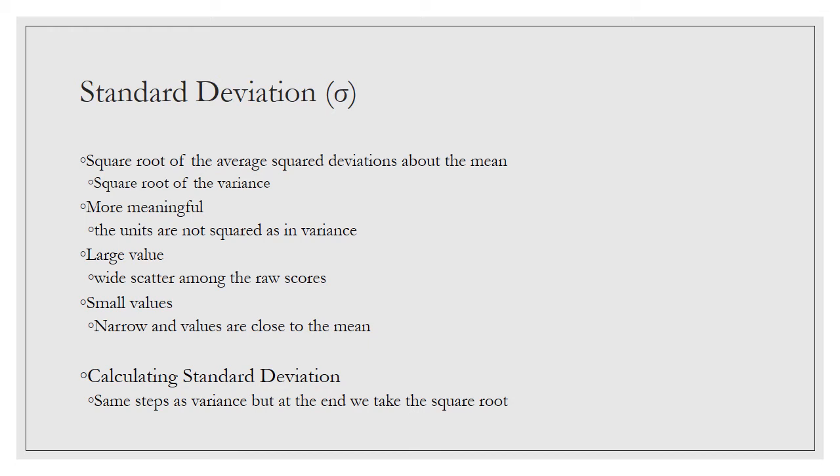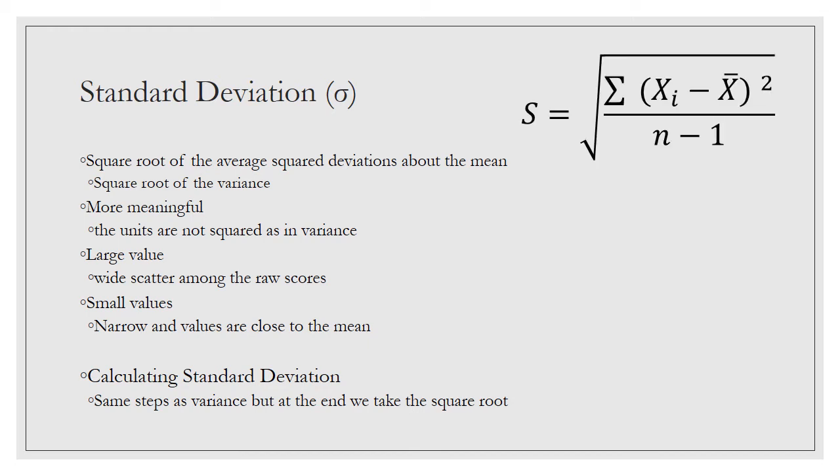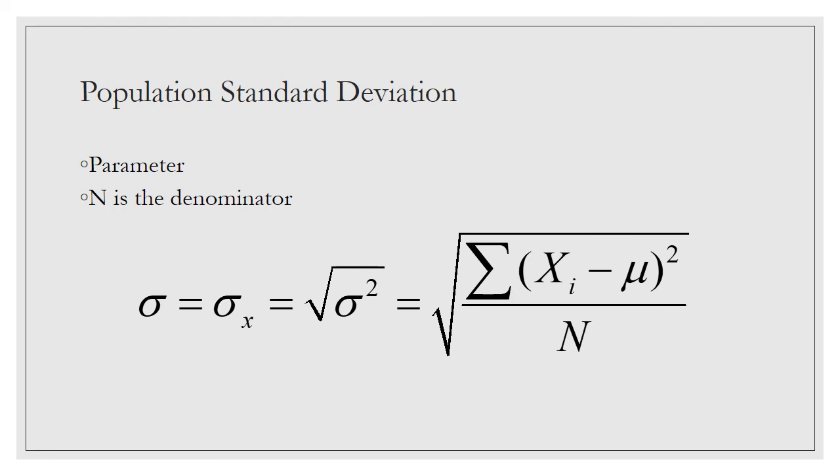Computing this value, fortunately for us, if you can compute the variance, all you need to do is the same steps as the variance. You actually just take the variance, and at the end we take the square root of that. And that's what our equation looks like. It looks exactly like the variance, except we've just taken the square root to get it back into the original units that we measured.